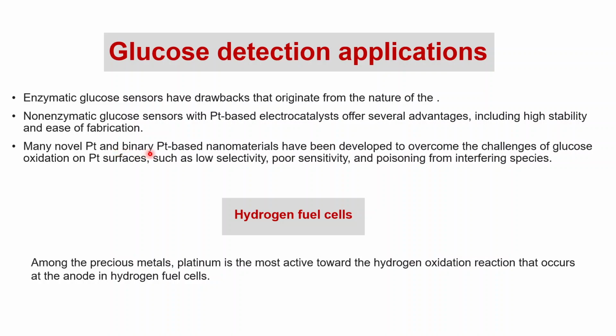Many novel platinum and binary platinum-based nanoparticles have been developed to overcome the challenges of glucose oxidation on the surface, such as low selectivity, poor sensitivity, and poisoning by interfering species. These are the drawbacks, but using platinum, these drawbacks can be avoided. And it is also used in hydrogen fuel cells. Among the precious metals, platinum is the most active towards the hydrogen oxidation reaction that occurs at the anode of the hydrogen fuel cells. Okay, this is all for platinum.